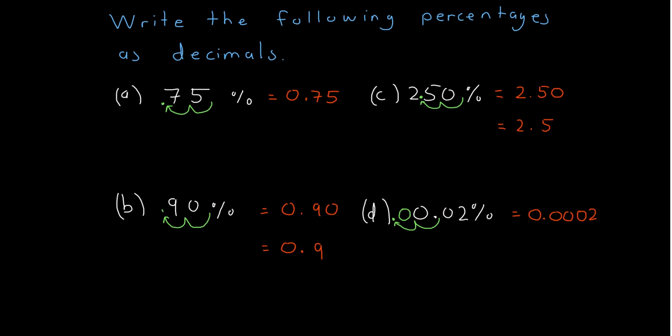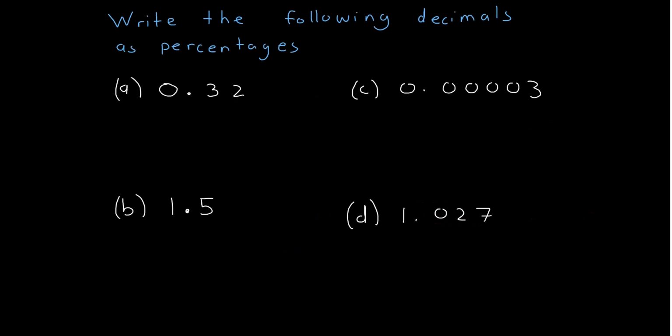Okay, so now you've done those, let's try the next round of questions. So we're going to do the same kind of thing but just backwards. Write the following decimals as percentages. So pause the video, you've probably got a pretty good idea what to do, and have a go at all 4 questions. Okay, so you're back. I hope you've gotten all these right.